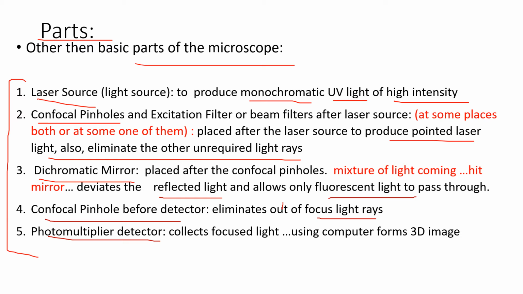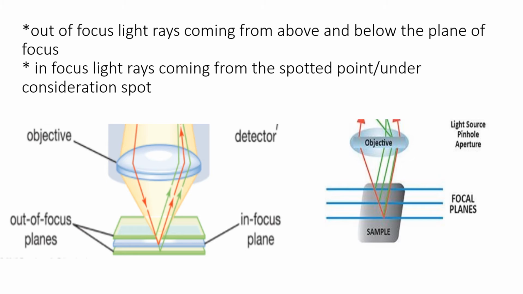Okay, and the other thing is the photomultiplier detector. The photomultiplier detector collects all the focused light coming from our spotted point and it helps us to create a 3D image. Now see, we are getting a 3D image over here. If the paths are not clear, look at this thing. It'll make your things more clear.